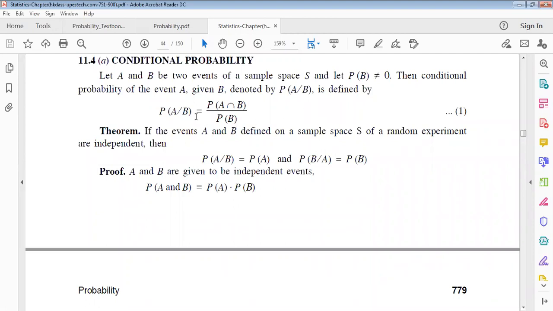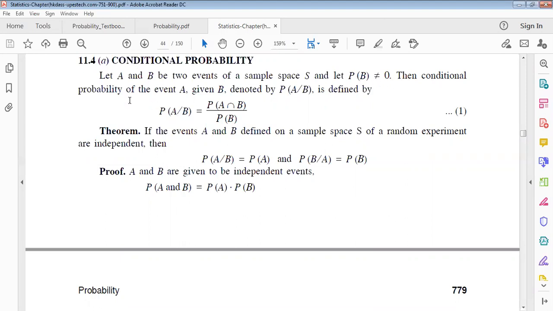Okay, today we'll start the second part of probability. First of all, conditional probability. Condition applied in probability. Let A and B be two events of a sample space S, and let probability of B not equal to 0. That means B will happen. If probability of B equals 0, it will not happen.